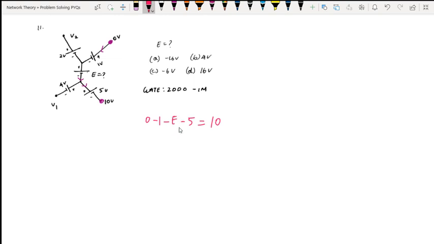So only one variable, that is E. So what will be E? I take minus 6. Minus 10, I'm bringing 10 this side, so that E becomes positive if I take it there. So E becomes minus 10, minus 6, minus 16 volts. Do we have the option? Yes. So option A, that's all. It's not at all a very difficult question. It's a very simple one. Thank you.